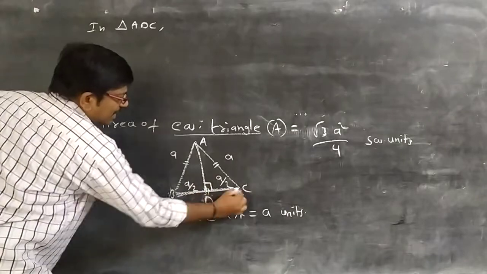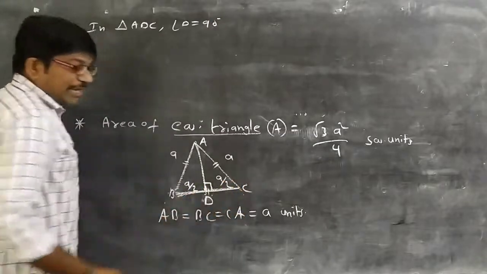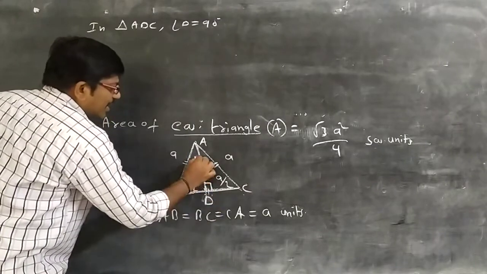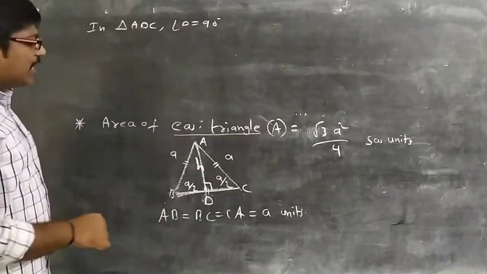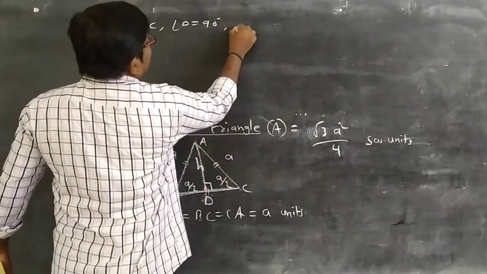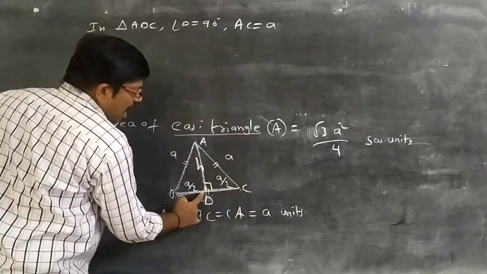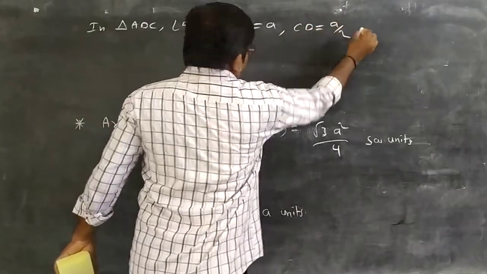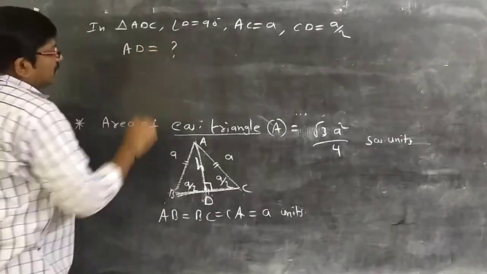Now in triangle ADC, angle ADC is 90 degrees. So it is a right angle triangle, right? And we know AD is the height H of the equilateral triangle. So in triangle ADC, angle D is 90 degrees and AC is A units, and what about CD? CD is half of A, that is A by 2. What about AD? AD is equal to question mark, right?